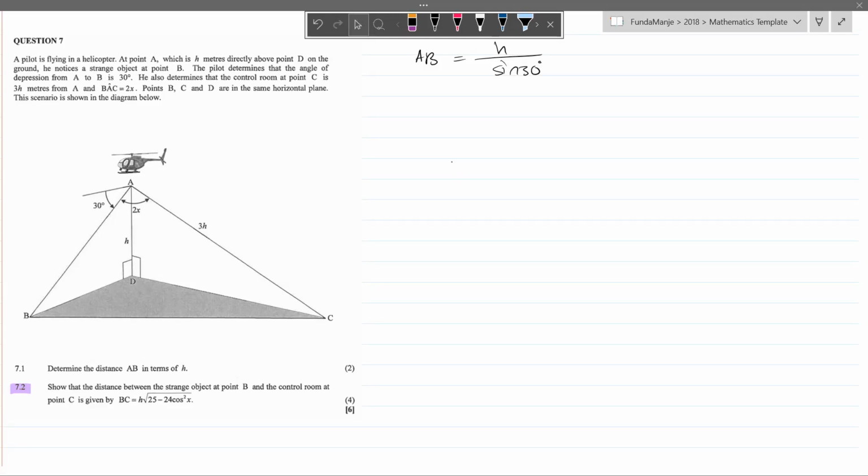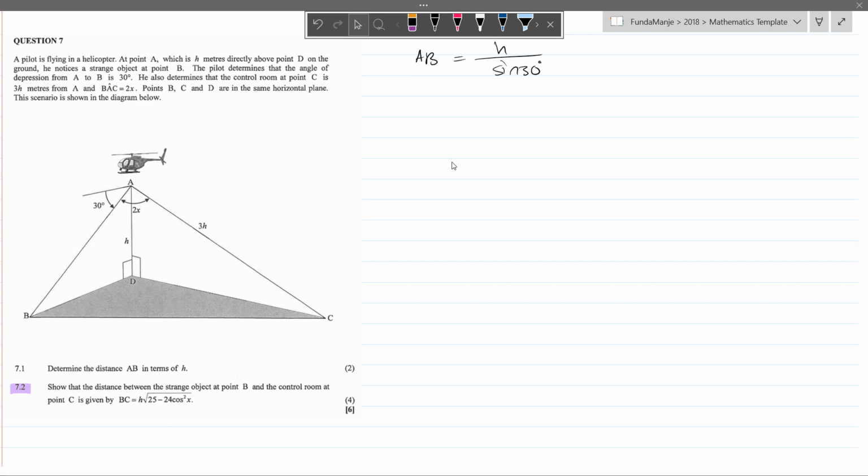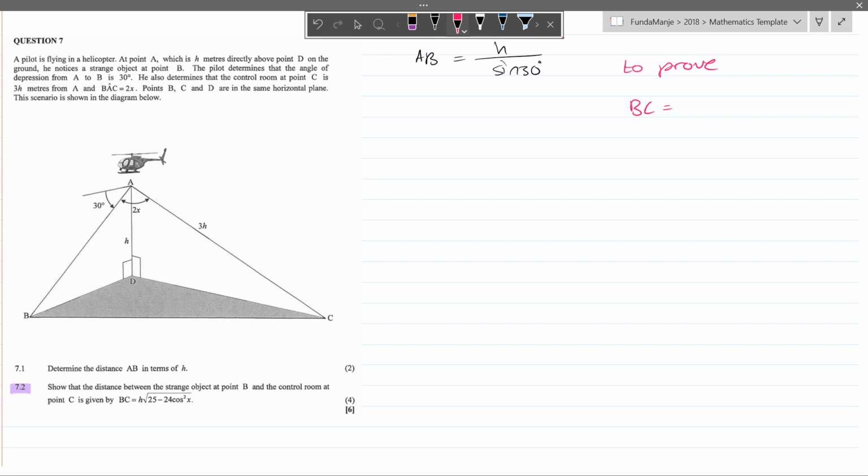Okay, so 7.2 says show that the distance between the strange objects at point B and the control room at point C is given by BC is equal to h root of 25 minus 24 cos squared x. So we are trying to show that this is true. So to prove that BC is equal to h root of 25 minus 24 cos squared x, this is all within the root. So this is what we are trying to show.